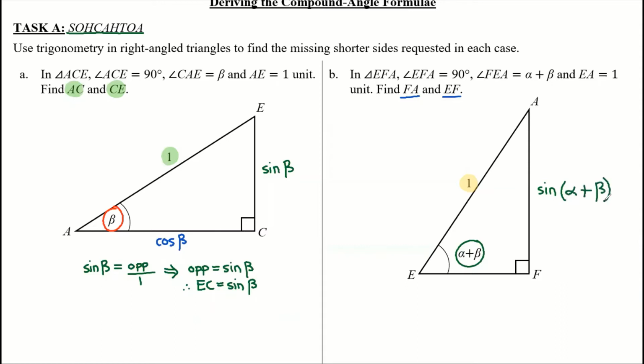Okay, using Greek letters in this question. All right, and then for EF, again, same rules apply. Cosine of alpha plus beta. All right, so I hope that wasn't too tricky. Let's have a look at parts C and D now.